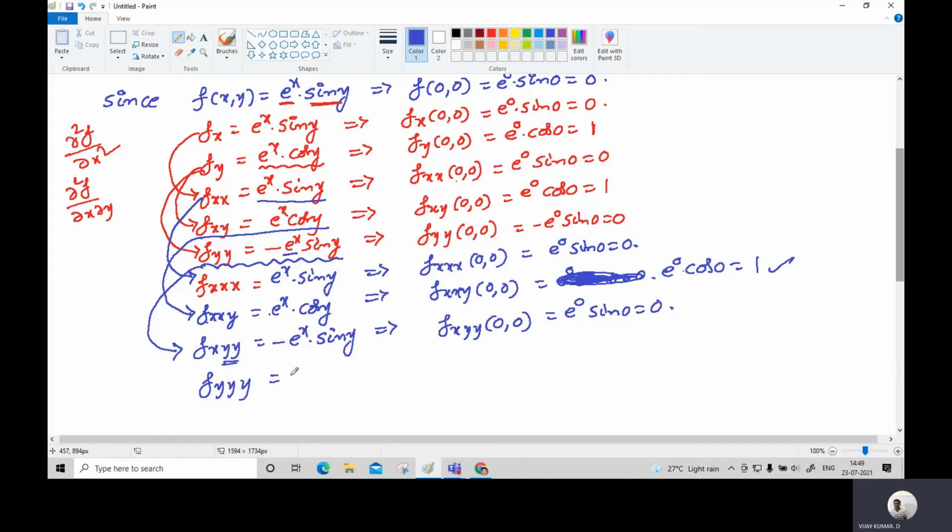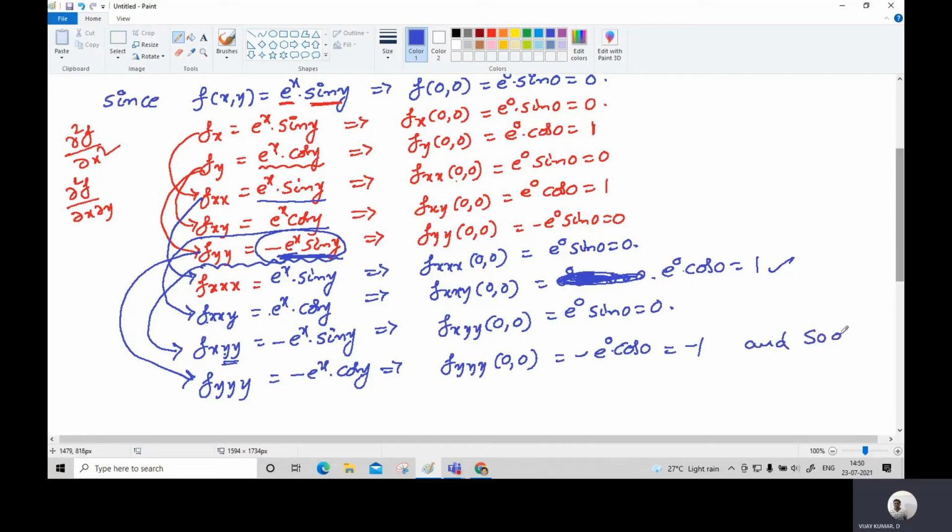And f triple y. F triple y is equal to, already here we have this one, f double y. You can take another partial derivative with respect to y. You will get minus e power x into cos y. Okay, f double y is minus e power x into sin y. By taking with respect to y another partial derivative, you will get minus e power x into cos y. So f triple y at origin is equal to minus e power 0 into cos 0. It would be minus 1.